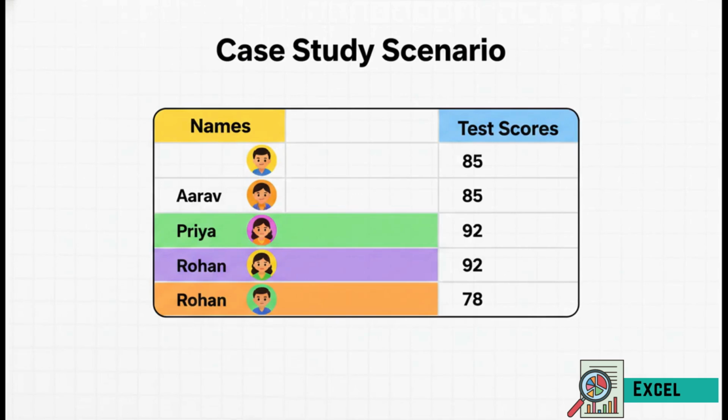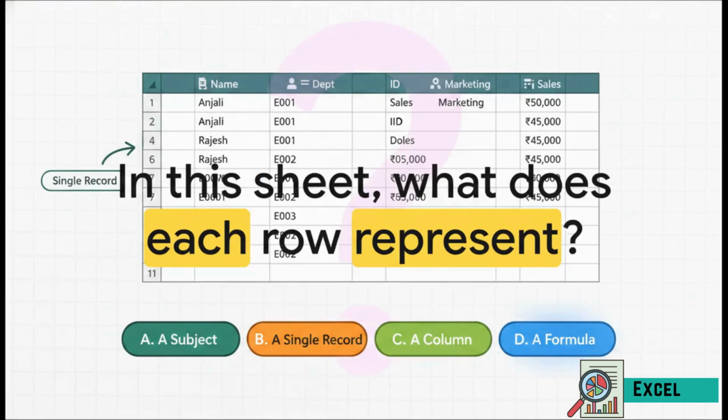So picture this in your head. You've got a spreadsheet open. In column A, you have a list of student names. In column B, right next to them, you have their test scores, and each student's information is all contained in its own row. Got it? Pretty simple. Okay, so in that specific sheet, what does each individual row represent? Is it A, a subject, B, a single record, C, a column, or D, a formula?